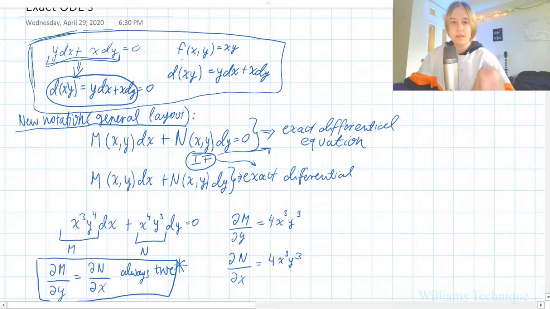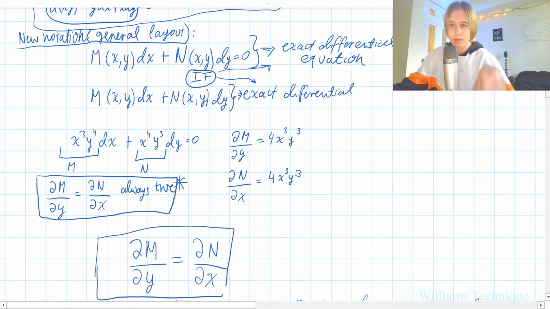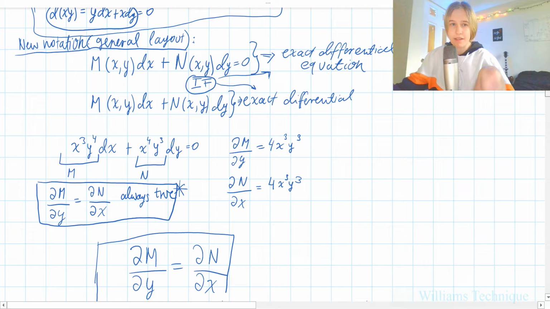So if we take the derivative of the function xy, we get y dx plus x dy, and that equals 0. So essentially, since both of these equal 0, we can just set them equal to each other. So we have the derivative of xy is equal to y dx plus x dy.